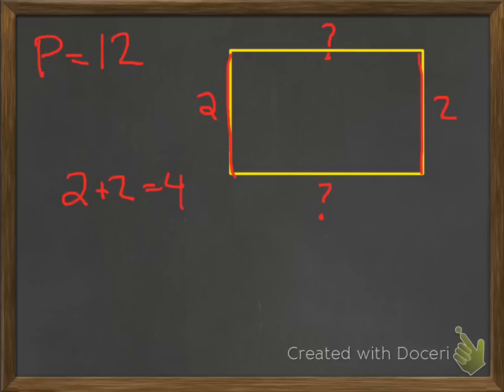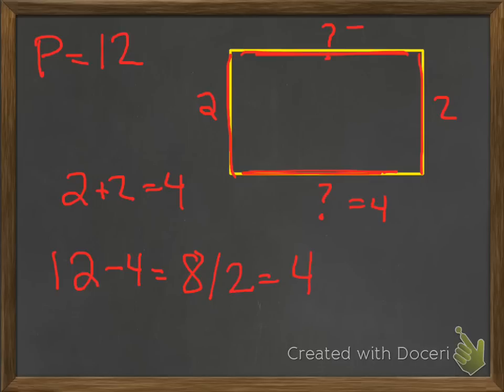If you know your total perimeter is 12, you would subtract 4 from that, and you have 8 left over. So that means that this side and this side added together have to be 8, so each one of those sides has to be 4. So this would be 4, and this would be 4, which makes sense because 2 plus 2 is 4, plus 4 is 8, and plus 4 is 12. So that's this answer right here.